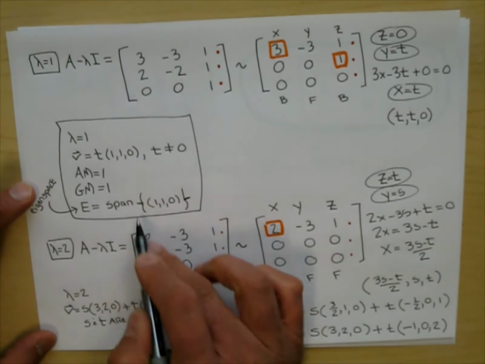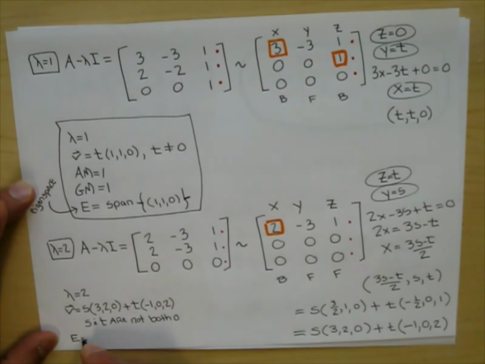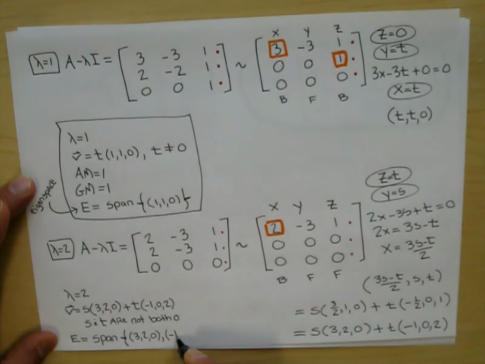Okay, we'll do things in a little bit different order here. The eigenspace of this eigenvalue is pretty much this except the 0 vector thrown in there. So it would really just be the span of those two vectors. So that's what I'm going to write. Span of 3, 2, 0, comma, negative 1, 0, 2.